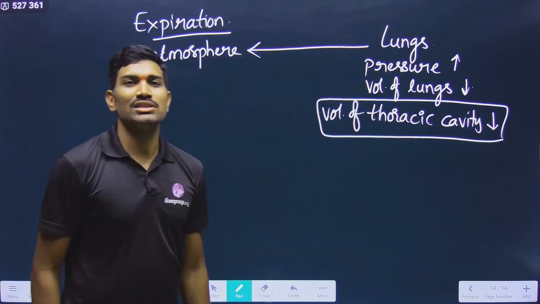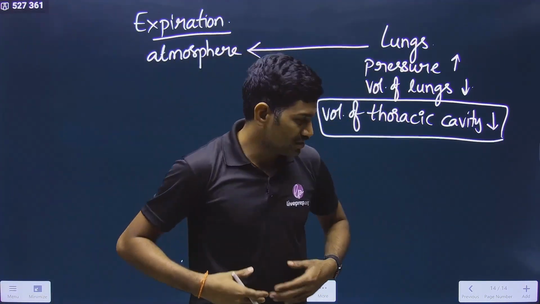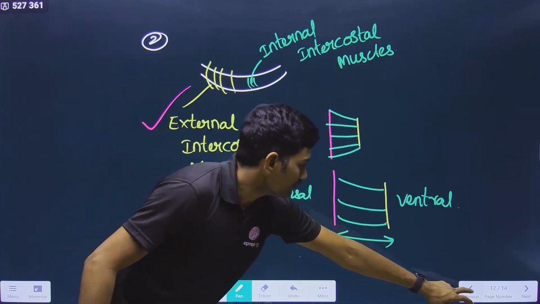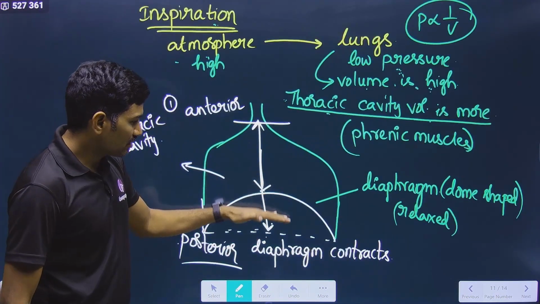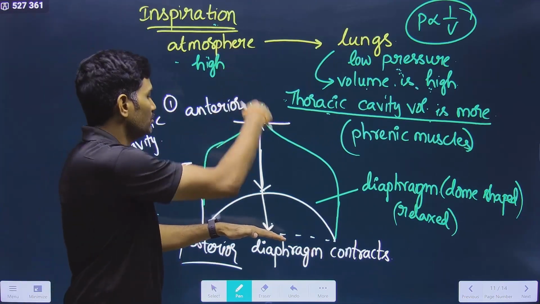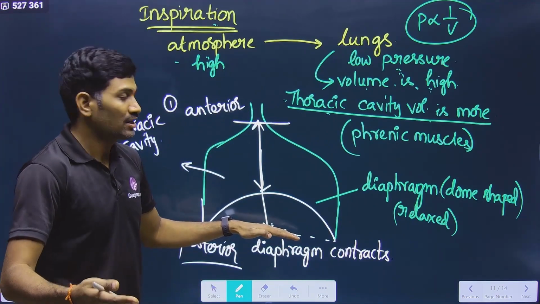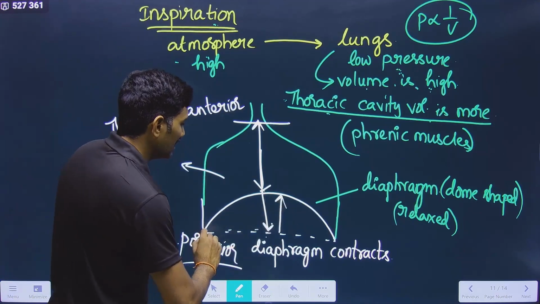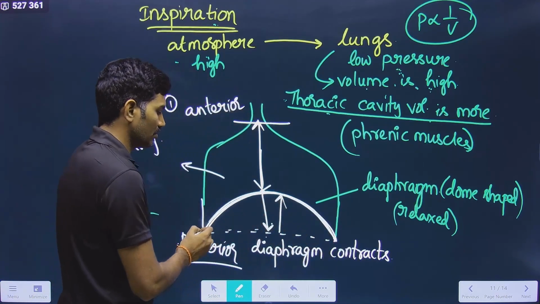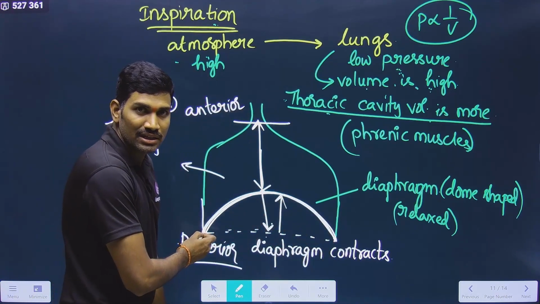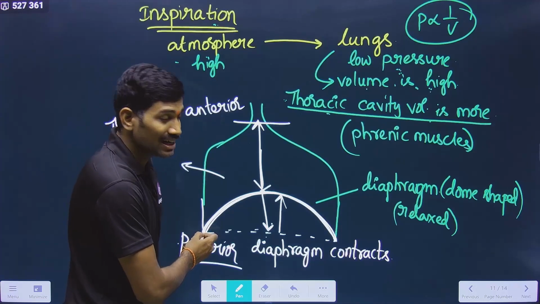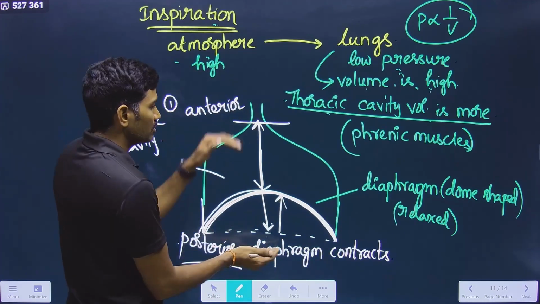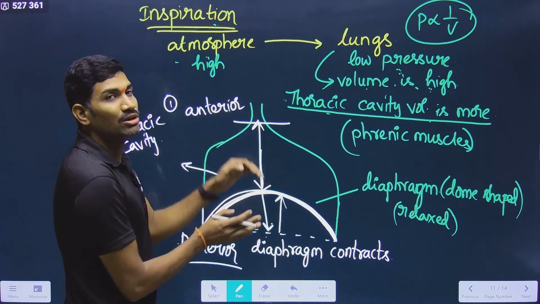How is the volume of the thoracic cavity decreased? Exactly opposite. See here. Diaphragm contracts in the case of inspiration for increasing the volume. Now the diaphragm will relax. Once the diaphragm is relaxing, it will come back to its original dome shape. That means anteroposteriorly the volume decreased.